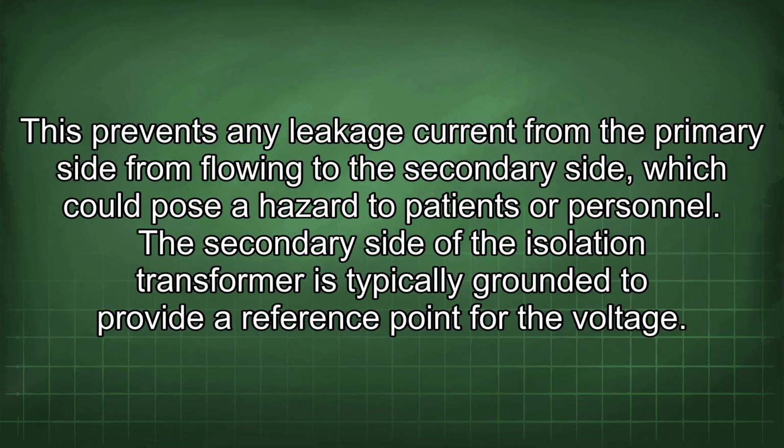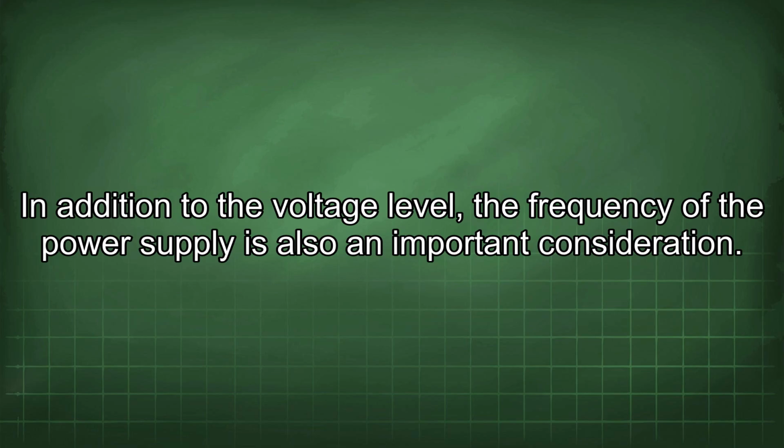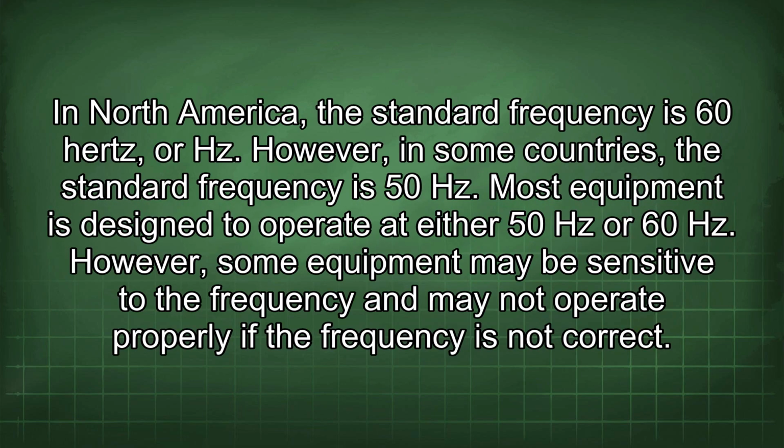the voltage. In addition to the voltage level, the frequency of the power supply is also an important consideration. In North America, the standard frequency is 60 Hz. However, in some countries, the standard frequency is 50 Hz. Most equipment is designed to operate at either 50 Hz or 60 Hz. However, some equipment may be sensitive to the frequency and may not operate properly if the frequency is not correct.